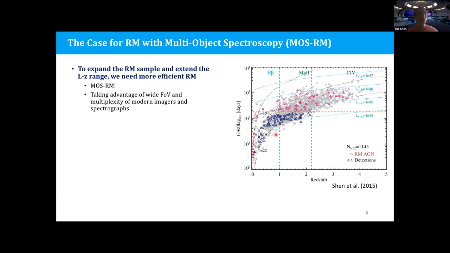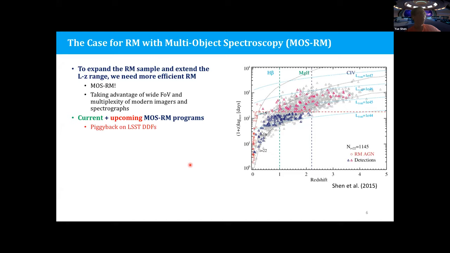Now, the problem here is that the success rate of lag detection in any MOS-RM program isn't 100%. It is much lower than typical traditional single object reverberation mapping. This explains why we have far fewer colored points on top of this general population of grey points. And this is exactly why we need MOS-RM, because by targeting hundreds or more quasars at the same time, we can tolerate the low success rate. With single object RM, this would be very inefficient, because you can't afford to lose more than half of the objects without a lag detection after you spend 5 years monitoring.